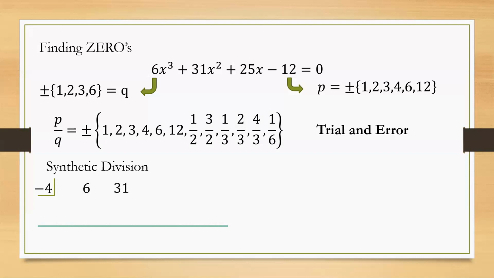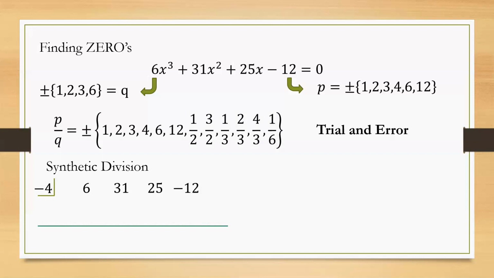So, I have 6, 31, 25, negative 12. Take note, ha, paglalagay natin sa synthetic. Kung ano yung sign dun sa polynomial equation, yun din dapat ang sign na ilalagay natin dito sa synthetic division. Kasi pag nagkamali po kayo ng lagay, hindi nyo na makukuha ang tamang sagot. Okay? So please be more observant, be more critical pagdating sa mga signs na meron tayo.